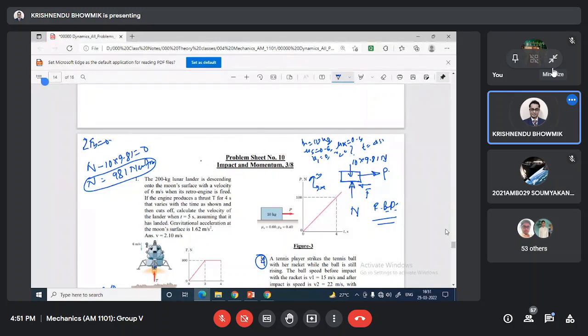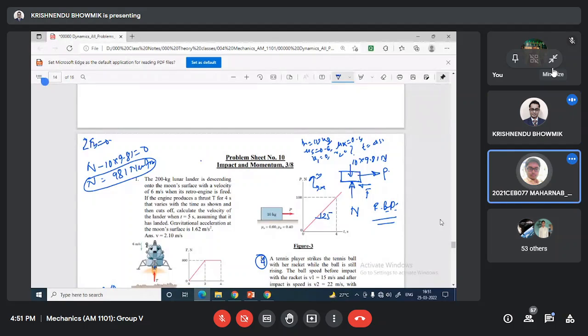Now, initially it is at rest. Now P is 0. Starting P equal to 0. So this is basically slope 25. Sir, N value will be 98.1, na? Okay, 98.1. Yes, yes. Thank you. Okay. So the slope will be 100 by 4, 25.